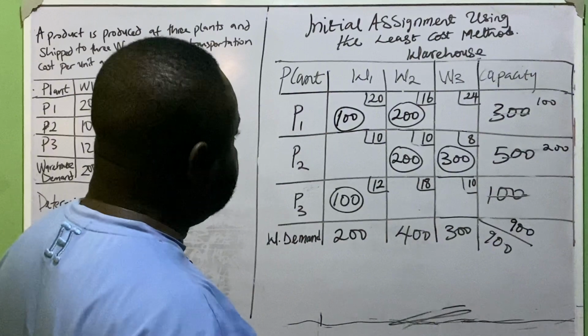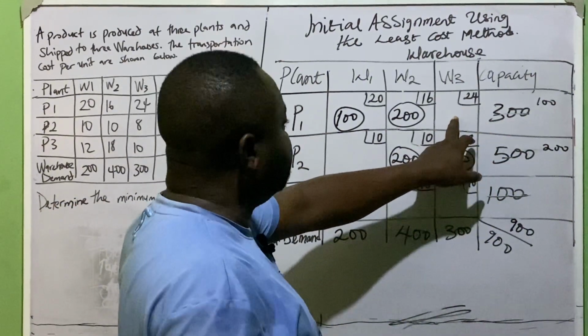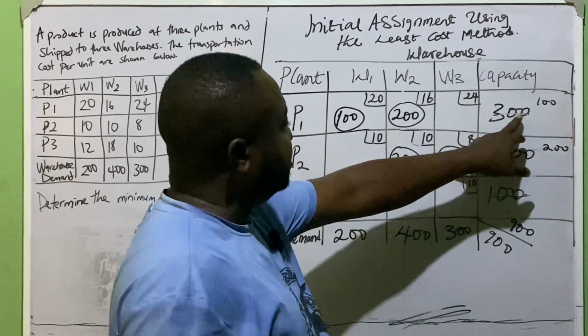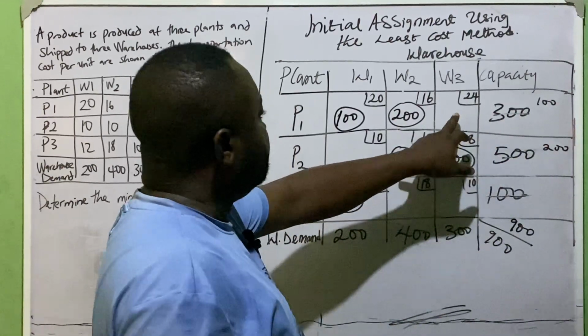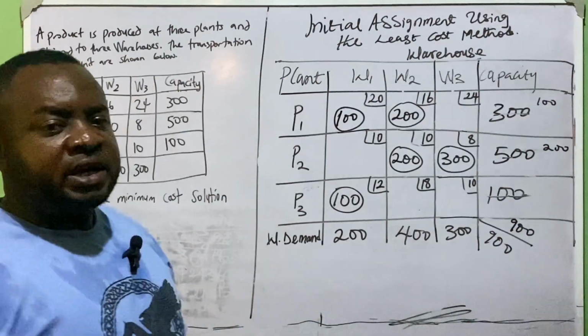I do not see. We have 24 here, which is the last, but we can't even bring anything here because we've exhausted the 300 and we have even satisfied the warehouse demand 3. So that is the end of our assignment.